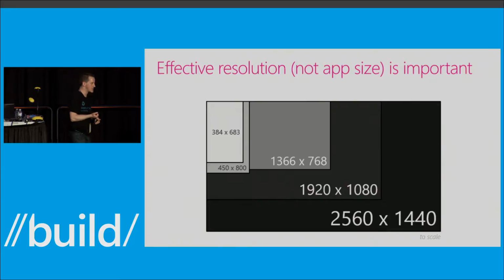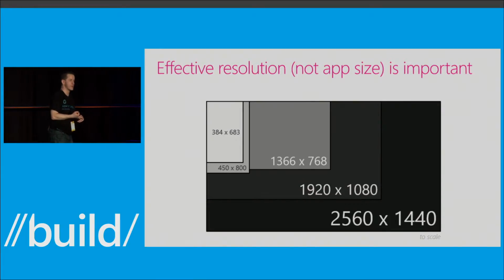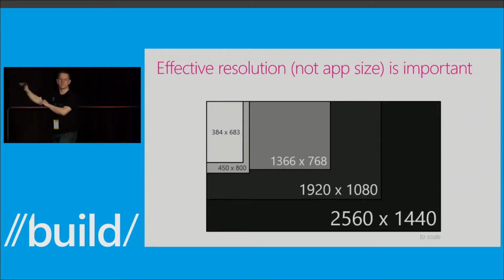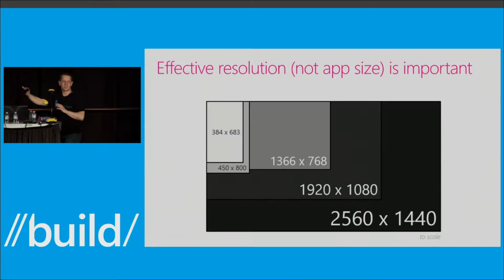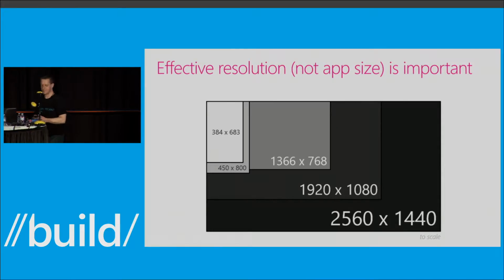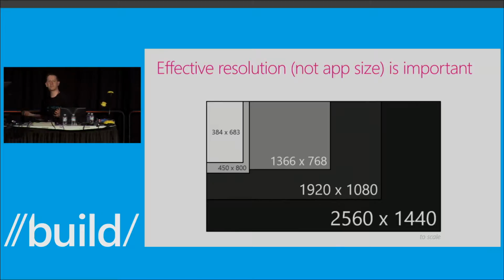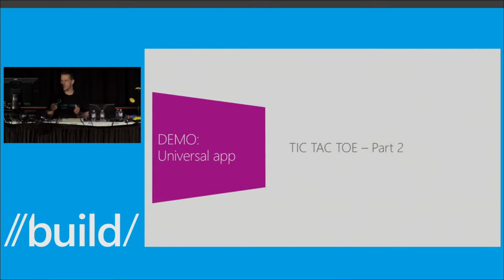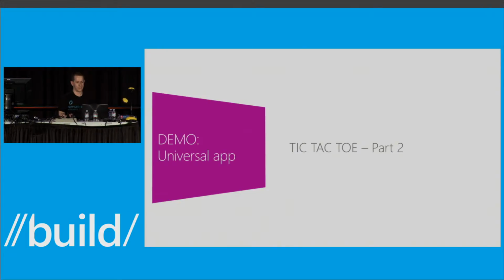Right? Not the size of the device, not how far away you sit from it, not its DPI, none of those things, because they're all taken into account by effective resolution. So we'll be working with devices, and of course this isn't all possible resolutions, but we'll be working with devices that are, say, 384 by 683 or 1920 by 1080, and so on. So this is the concept of effective resolution, independent of device, independent of viewing distance. So now let's go back and look at tic-tac-toe for a second and see how effective resolution comes into play.